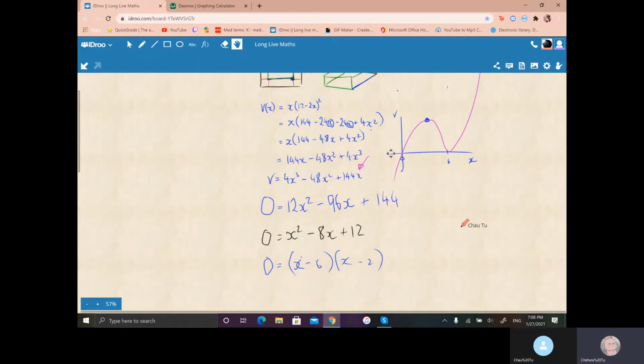Now you put in the solutions. So x minus 6 equals 0. So x equals 6? Yes. And then the other one, x minus 2 equals 0, so x equals 2. So which one do we use? There are two solutions. You try the 6 out and see if it's bigger than the 2.